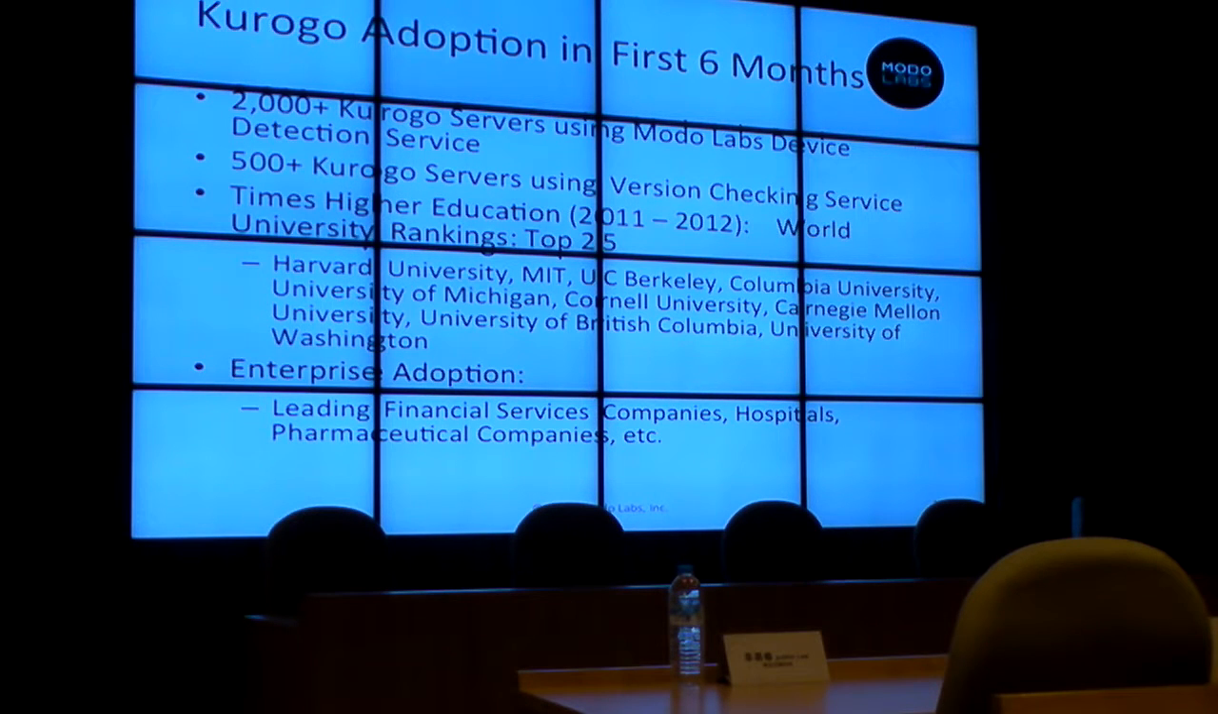So in the first 6 months since we released the version, we noticed that there are about 2,000 plus servers using our device detection service. We don't know precisely how many Kurogo installations are out there, but that's one thing that we know. 500 plus Kurogo servers are using our version tracking service, so there's a lot of that.